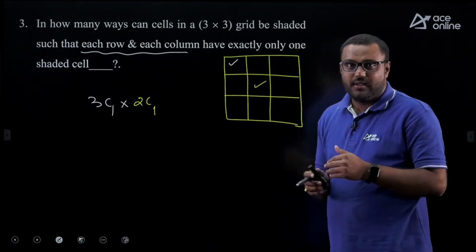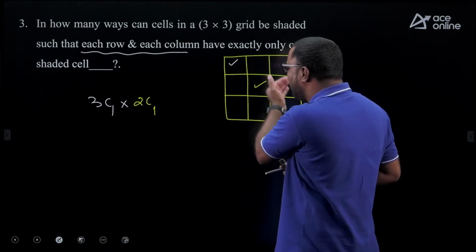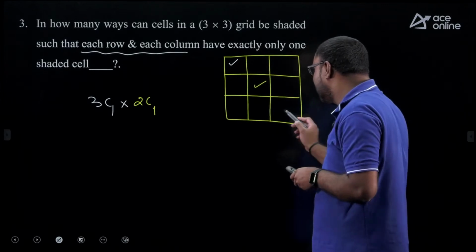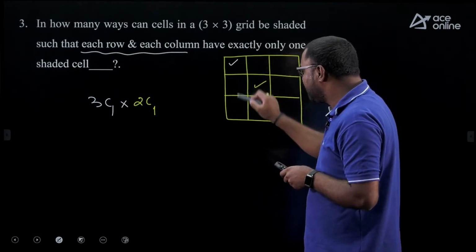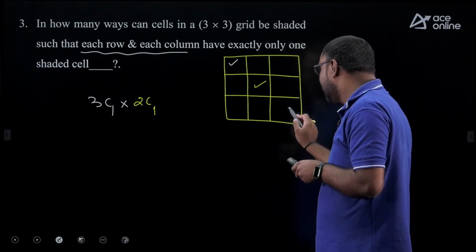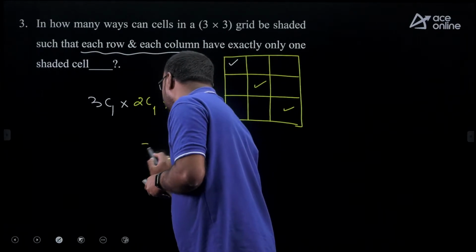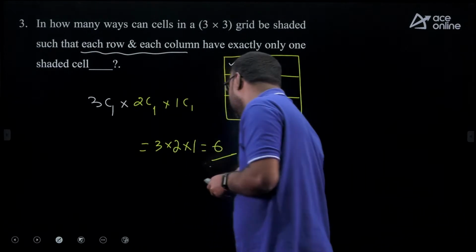Then the third row, one box. Here I am going with one box filled in each row; in parallel it will cover the columns as well, right? Then in the third row, since the columns already have their shaded boxes, only one place remains. So 1C1, only one choice. 3 into 2 into 1, we can say 6.